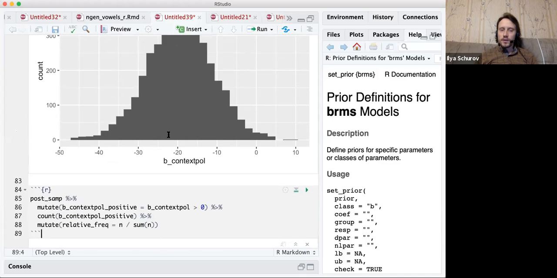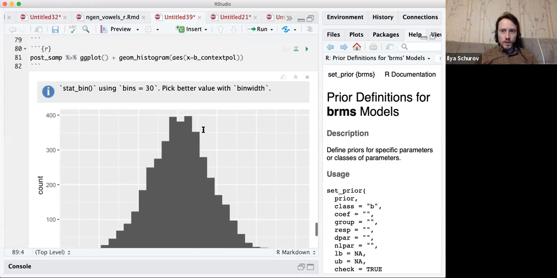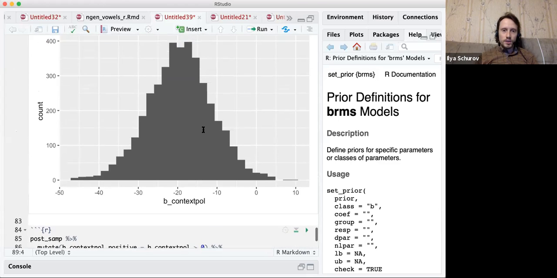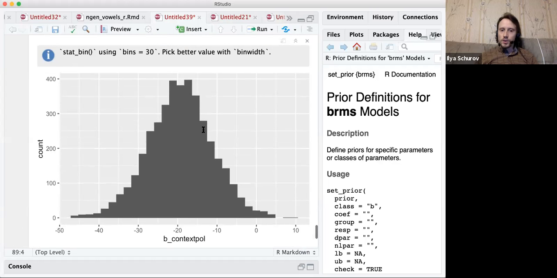Actually, you can extract a lot of information from this posterior. You can extract different kinds of point estimates from this posterior. But I think that we don't have too much time to discuss it in detail. So are there any questions so far?